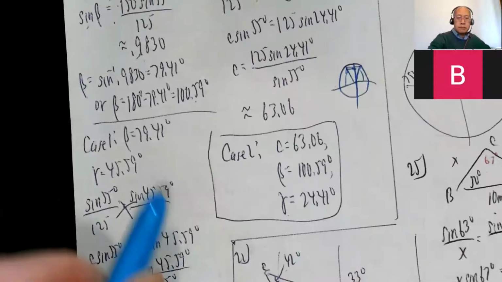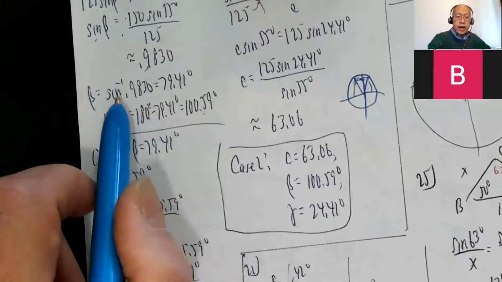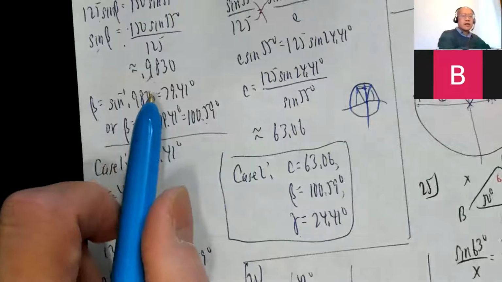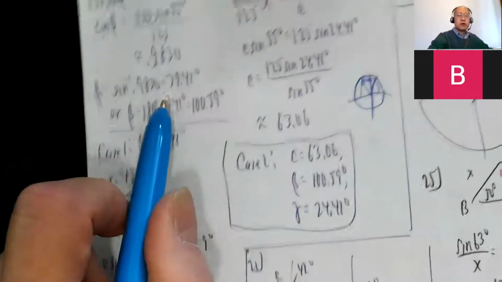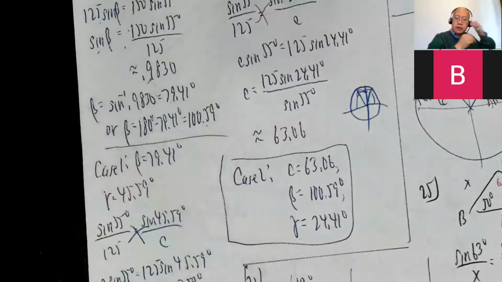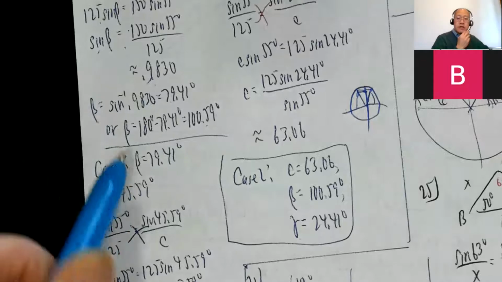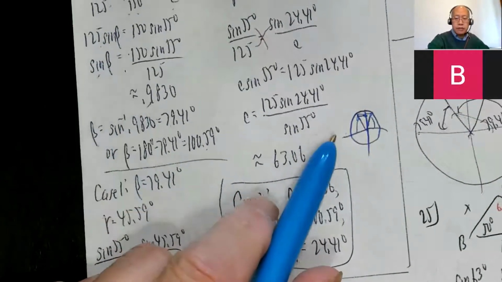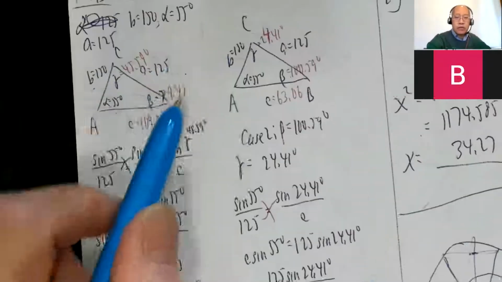So one more time. Sine of what angle is 0.9830? My calculator is only going to give me the quote unquote nice angle, the first quadrant angle, 79.41. But 100.59 would also satisfy this equation. In other words, the sine of 100.59 is also 0.9830. And that works for this triangle.